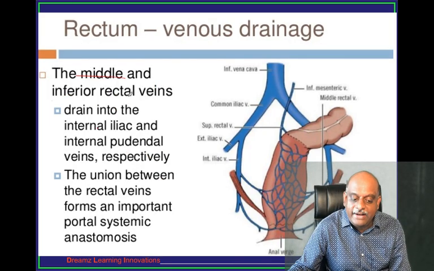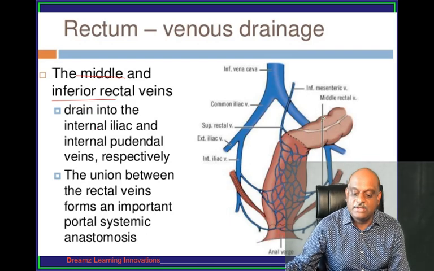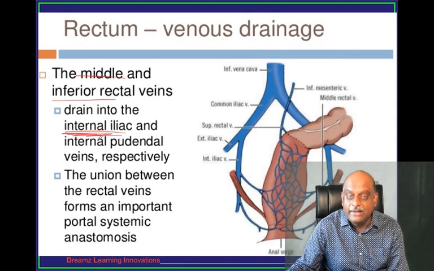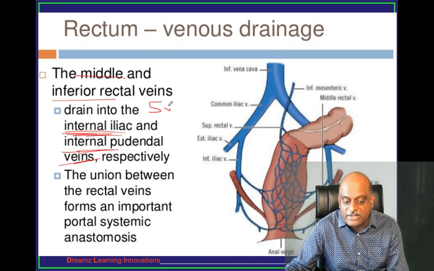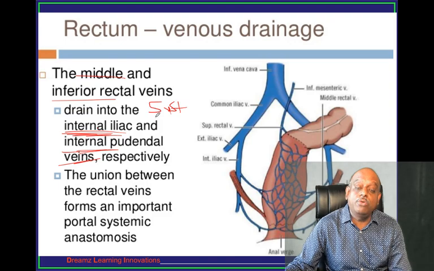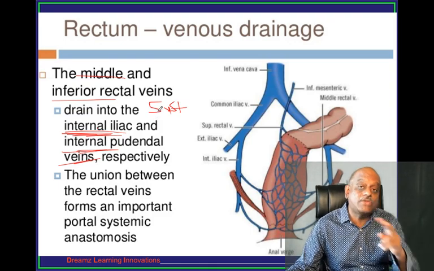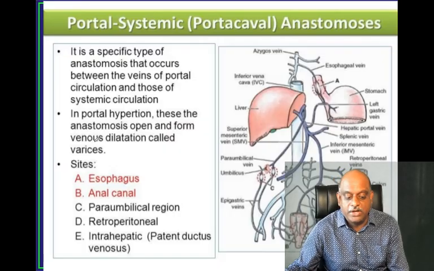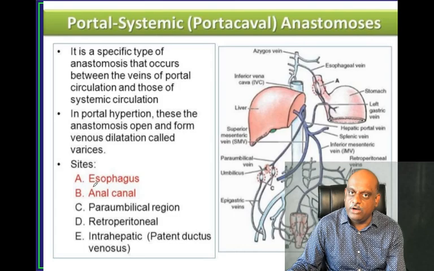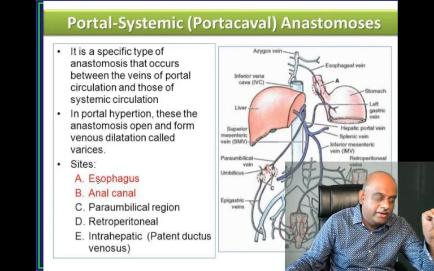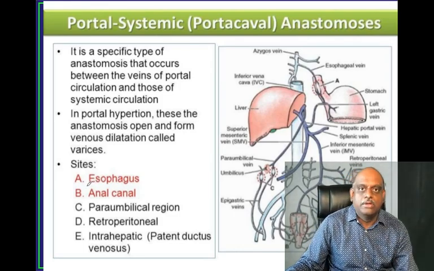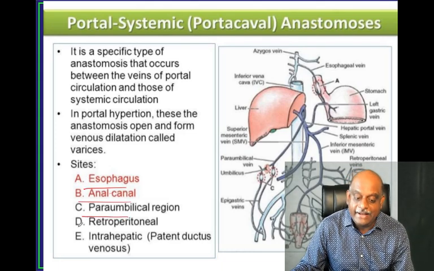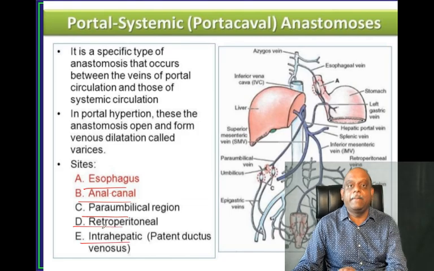Whereas the middle and inferior rectal veins, they drain into internal iliac, internal pudendal veins, which are the systemic circulation. So that is how you find a portosystemic anastomosis focusing on the rectum, is what you should remember. So you have a similar kind of contribution, one vein draining into portal, another draining into the systemic, in esophagus, anal canal, paraumbilical area, retroperitoneal and intrahepatic.